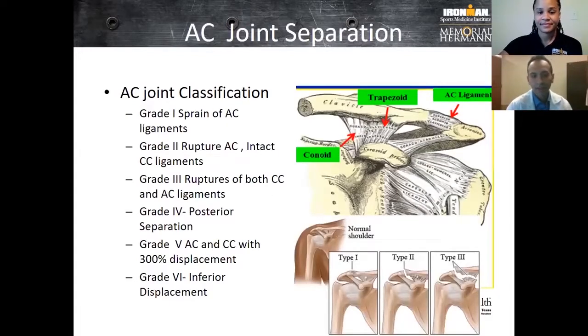Our next topic is AC joint separation, or shoulder separations. It's basically divided into the grades. It went from grade 1 to grade 6. You can see the levels that are on the slide right there. The AC joint separation is the separation of the trapezoid and the conoid ligaments and the AC ligaments.